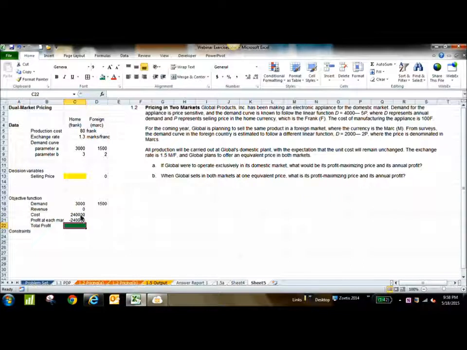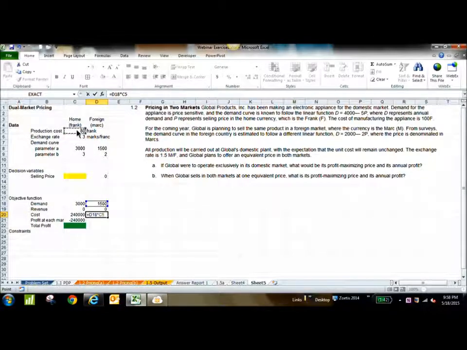Here, the revenue is what? Equal the demand times the selling price. This one is equal to demand times the unit cost. It's the same unit cost when it's produced domestically.